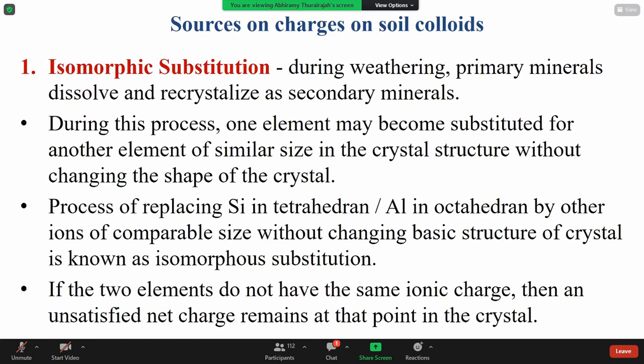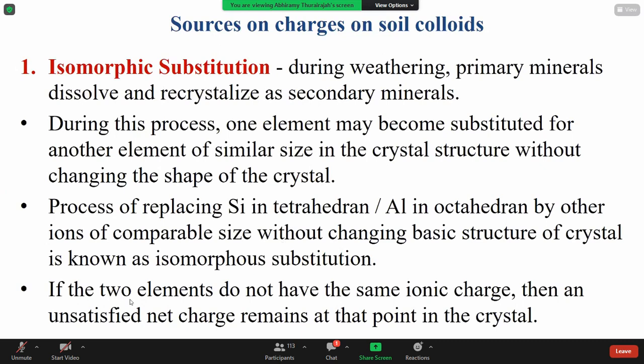Okay, so when it's substituting one ion by another ion, if those two ions do not have the same ionic charge, for example, if we are substituting the silicon by the aluminum, what happens? The charges are different, no? Silicon is 4 plus, aluminum 3 plus. There are charge differences. In that case, it forms the net charges. It creates the unsatisfied net charges. So that is how the isomorphic substitution develops the charges on the colloids.